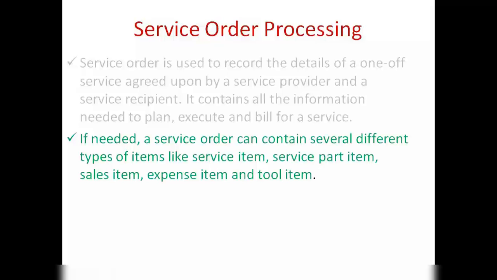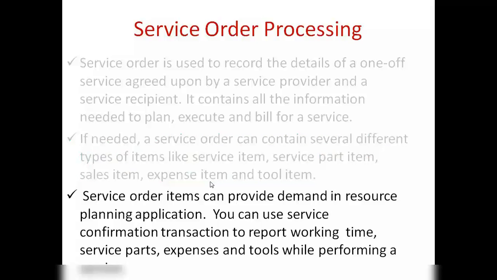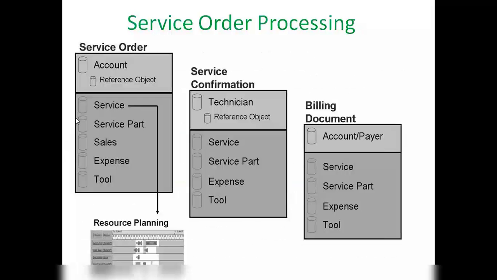Okay, a service order item can contain 5 types of item. Okay, your service item, your service part item, sales item, expense item, and tool item. Here, have a look. This is a good thing about a service order. That means in a service order, not only can you enter a service item, you can also enter a sales item. Can you tell me the difference? Do you know the difference between sales item and service item? I'll discuss the other items in a minute. If you don't know this, let me explain one by one.